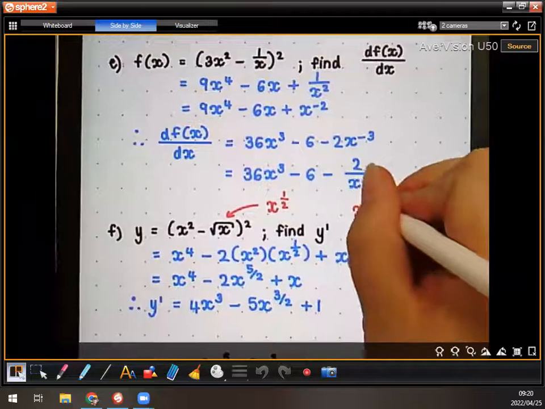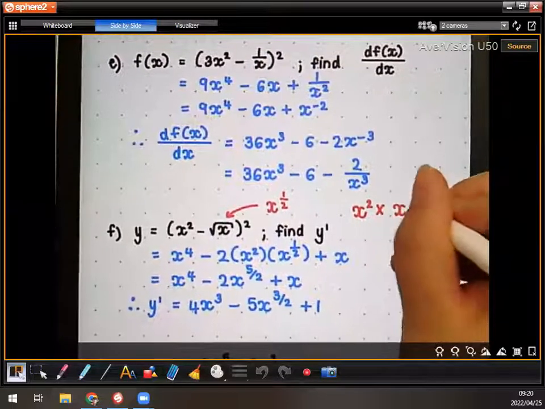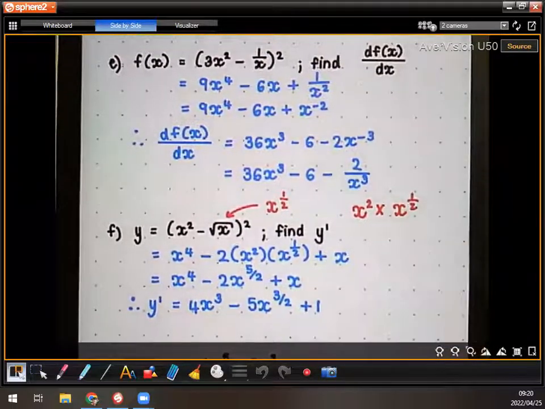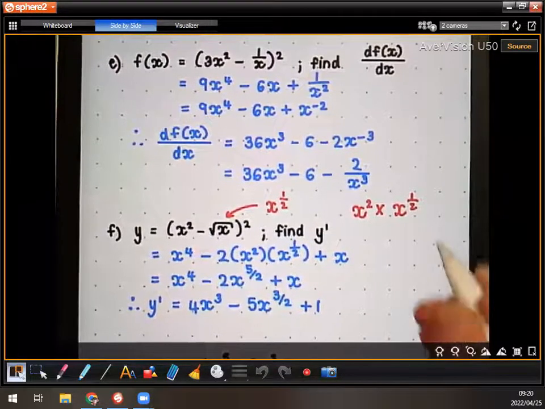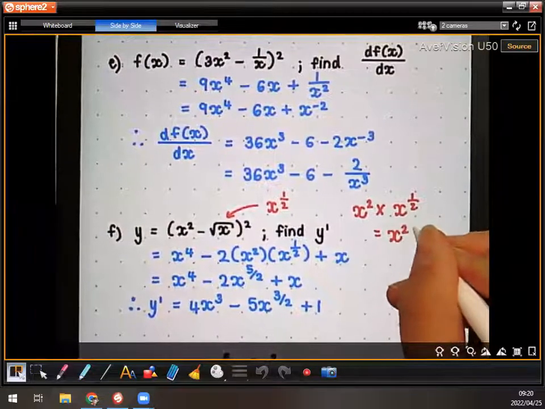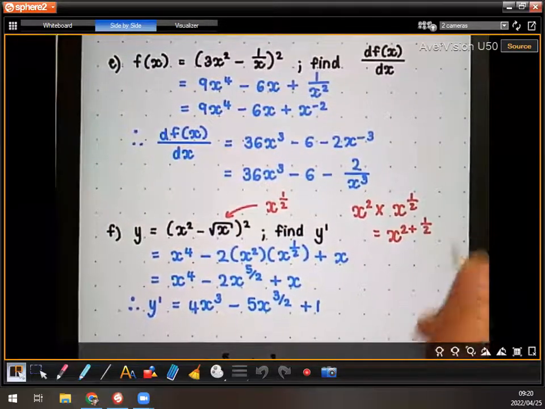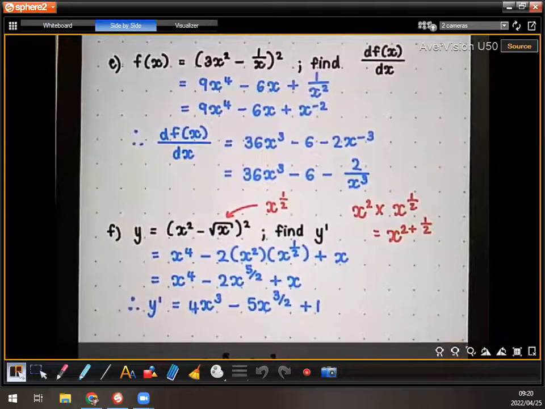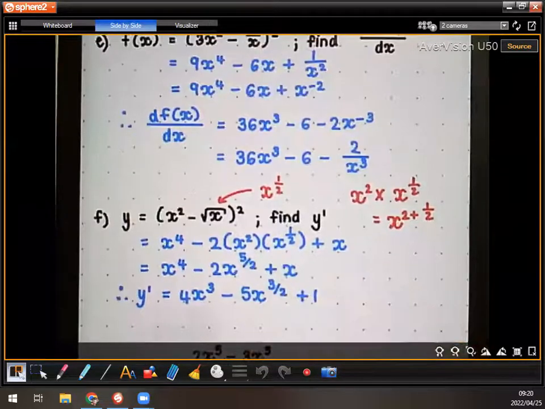So remember, if you have x squared times x to the half, one of them will be negative in both cases. Remember, you have the same base, so you're going to have to add those exponents together. So 2 plus a half, 2.5, that's 5 over 2. Okay, so that's why my middle term has an exponent of 5 over 2 there.